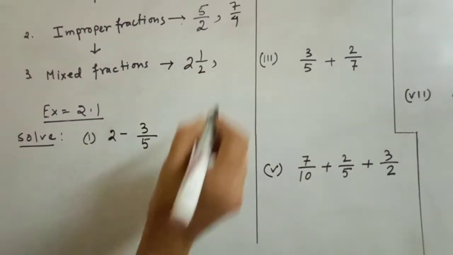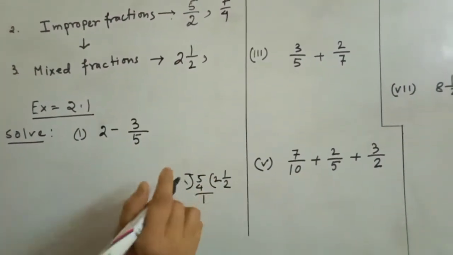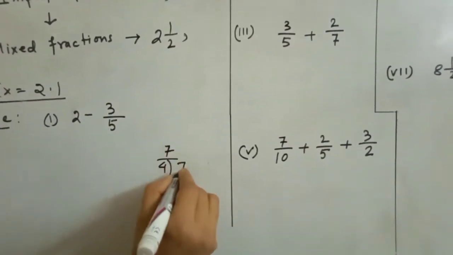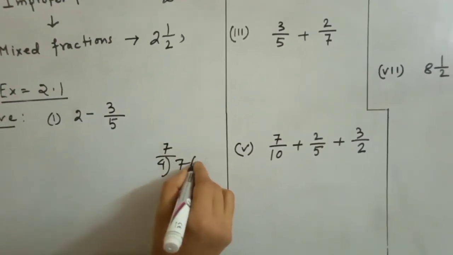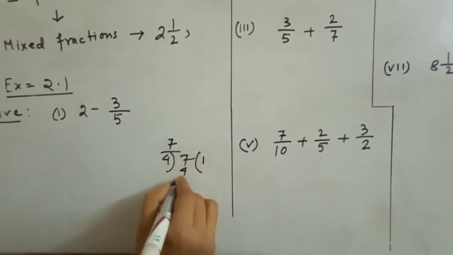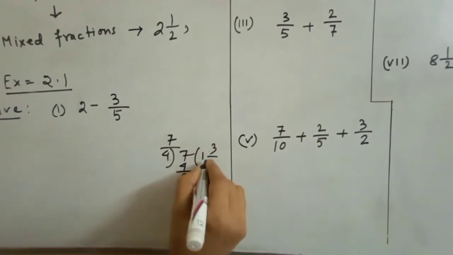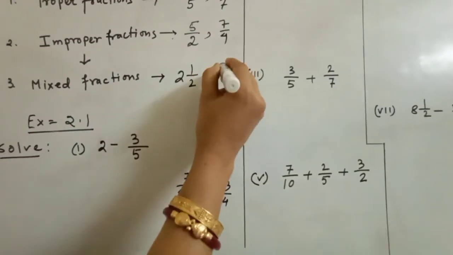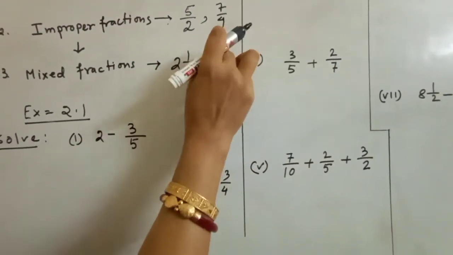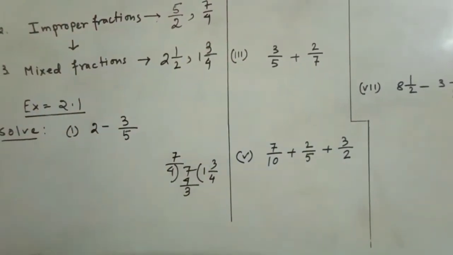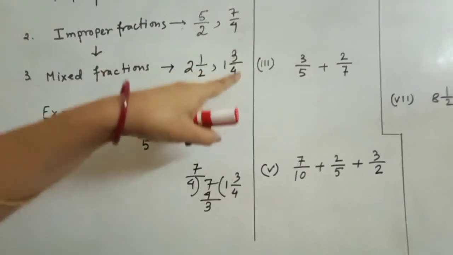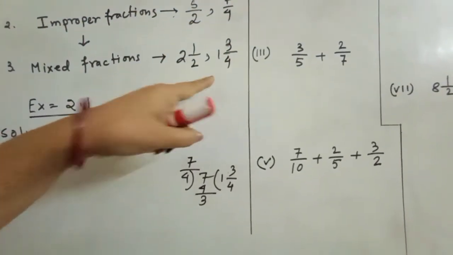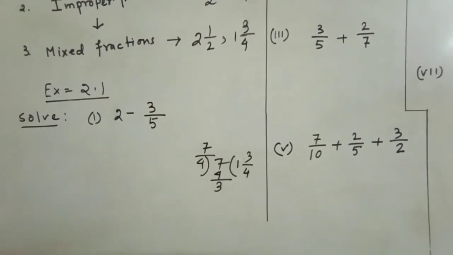Same as 7 by 4, if I divide 7 by 4, what are we doing? 4 1s are 4, 4 2s are 8. I can't take 4 2s, so 4 1s are 4. The remainder is 3 by 4. So instead of 7 by 4, I can write 1 3 by 4. Understood? 1 3 by 4. 4 1s are 4 plus 3, 7, 7 by 4. We can express an improper fraction as a mixed fraction also. Understood? Now come to the next sum.